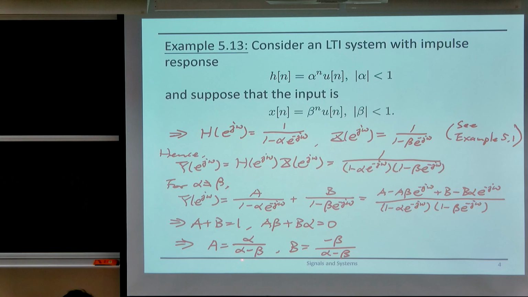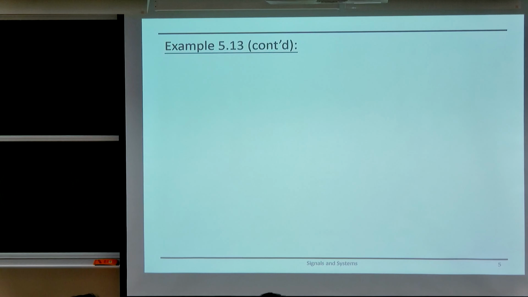So if you plug A and B back into this formula here, you have the spectrum of Y as a summation of these two special types of spectrum. If you plug this back, you will get Y equal to α over α minus β, and minus β over α minus β.